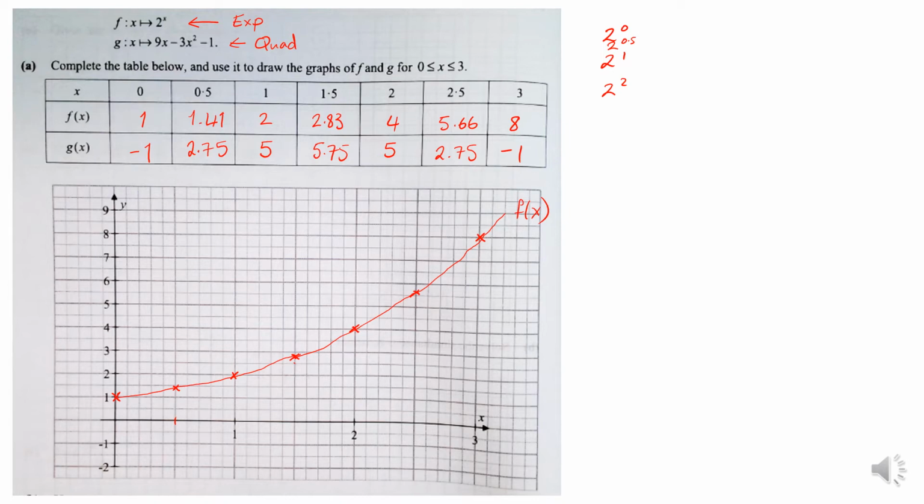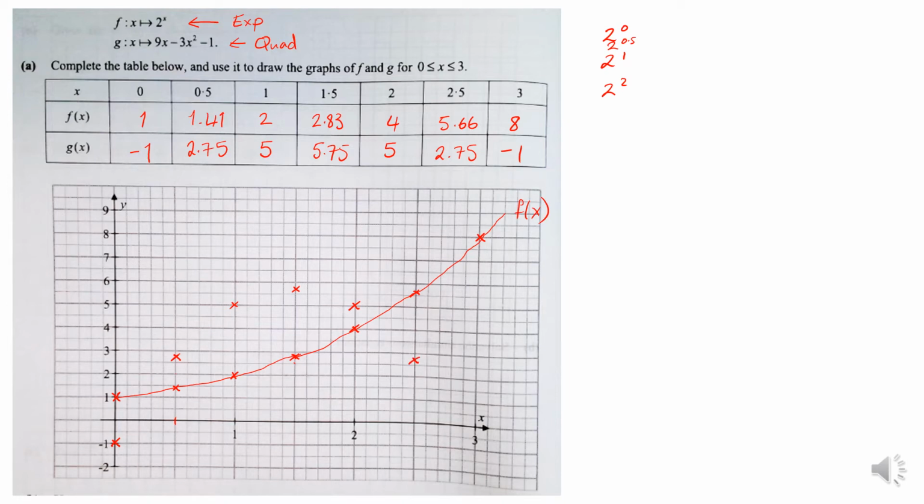Now, second is our quadratic function g. So let's go through that. When x is 0, g of x is minus 1. When x is 0.5, g of x is 2.75. So there's 2, 2.5, 2.75 there. When x is 1, g has value 5. When x is 1.5, g has 5.75. When x is 2, g has value 5. When x is 2.5, we're at 2.75.